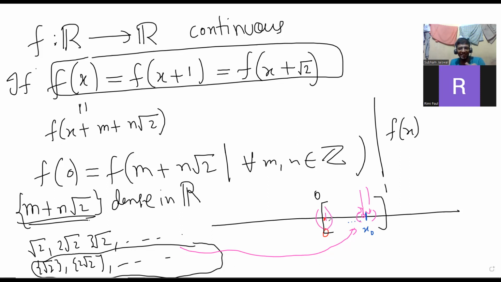And then, you see, you can do it in many ways. Now in the book, maybe they do it by the pigeonhole principle.